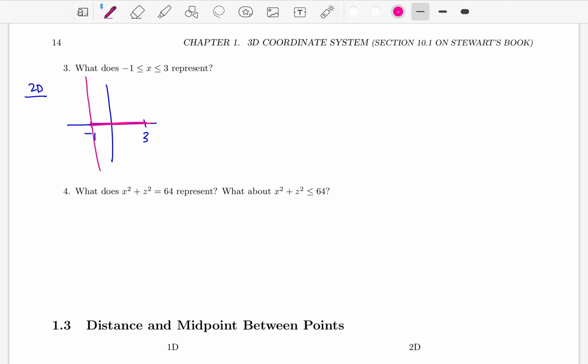So if y can be anything, then it's like we have this little rectangle, okay? So this would be x from -1 to 3 in 2D.